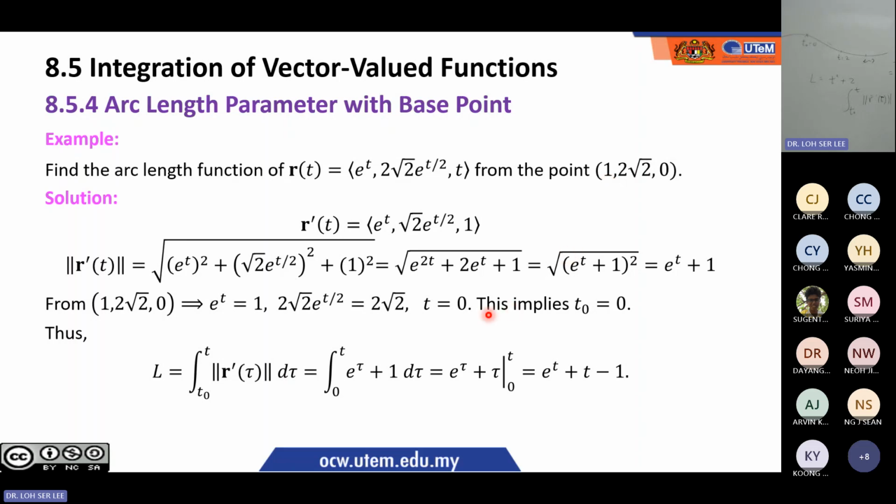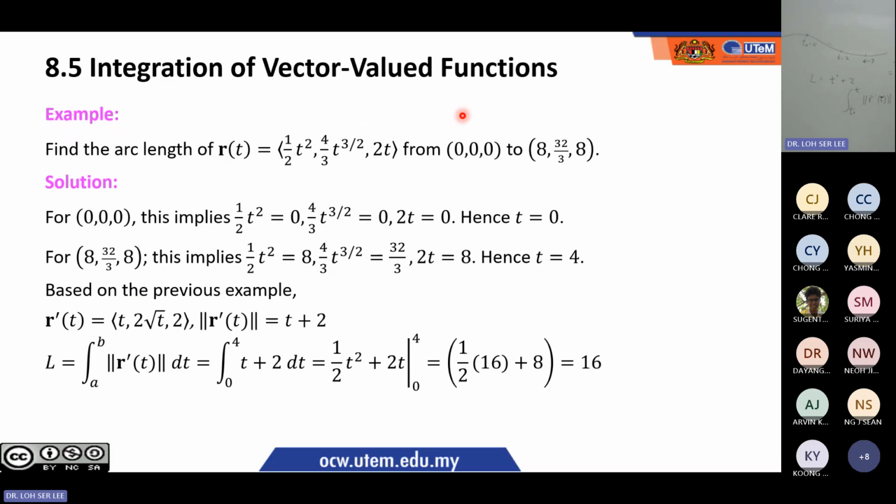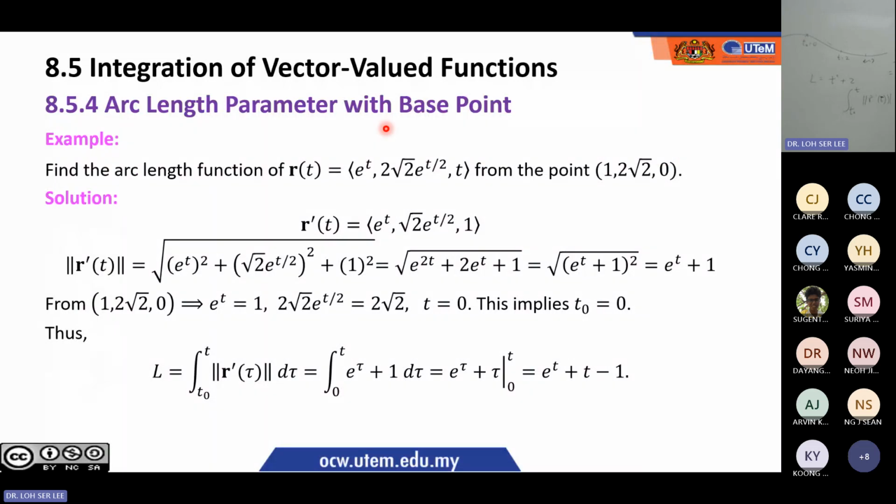This is the same as the previous example. We want to get the corresponding t value, because you are given a point. So we let e^t equal to 1. 2√2 times e^(t/2) equals 2√2. And t equals 0. Then you solve for this. When you solve this, t equals 0 because e^0 is 1.